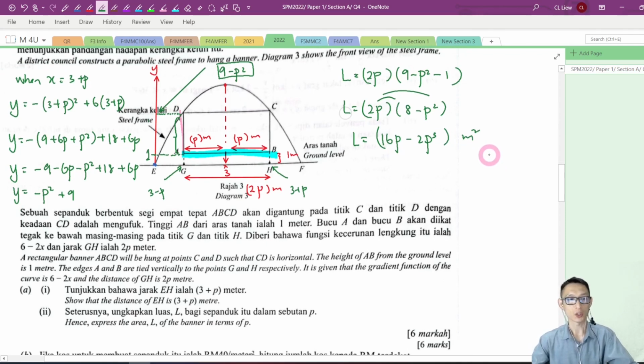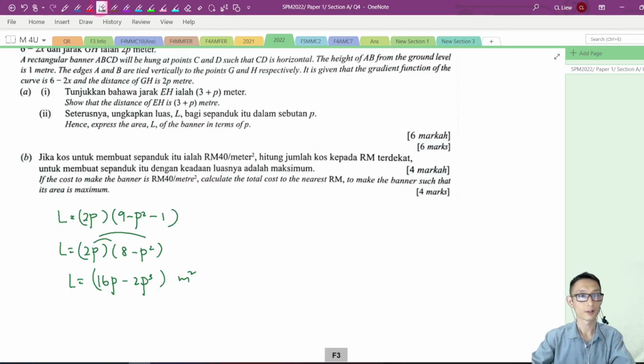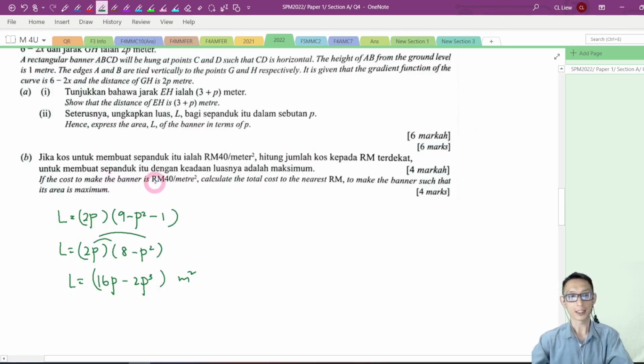Now let's go to the last part. If the cost to make the banner is 40 ringgit per square meter, calculate the total cost to the nearest RM to make the banner such that its area is maximum. Now, this is the area of the banner in terms of p. So first, we need to know what p we need to use. The question wants us to find the cost when the area of the banner is maximum. So remember, how do we get maximum area?